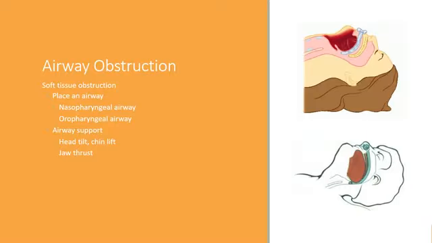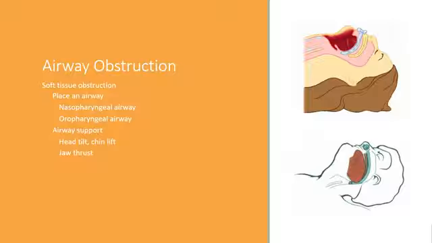So in terms of soft tissue obstruction and management, one of the things that we do first, we can consider airway support. This would include simple maneuvers like a head tilt or a chin lift, or even pulling their tongue forward out of their mouth to get that tongue off the posterior wall of the oropharynx and reestablish patency of the airway. If that doesn't work, then the next thing we want to do is consider placing an airway device, and so this would include a nasopharyngeal airway or an oropharyngeal airway.